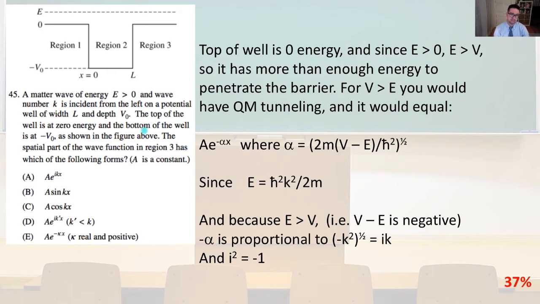So since E equals h bar squared k squared over 2m, and because E is greater than V, i.e. V minus E is negative, minus alpha is proportional to the square root of minus k squared, which equals ik, and we know that i squared equals minus 1, so that is going to simply be the oscillatory version of what we would expect for quantum mechanical tunneling, and that is answer A, where the alpha now has a positive.